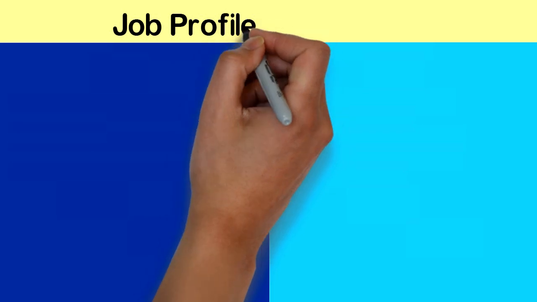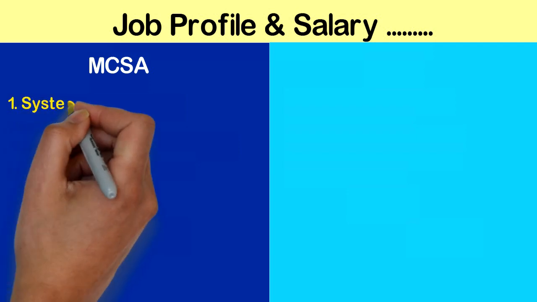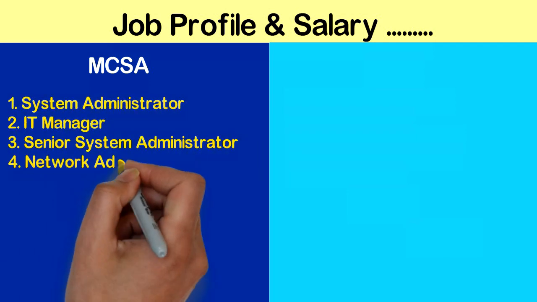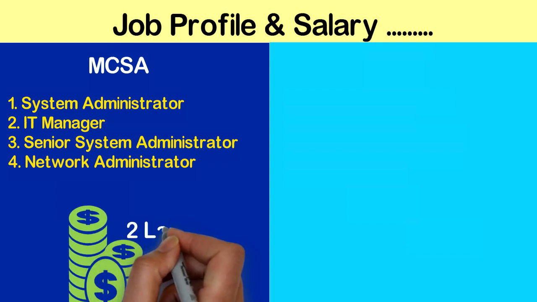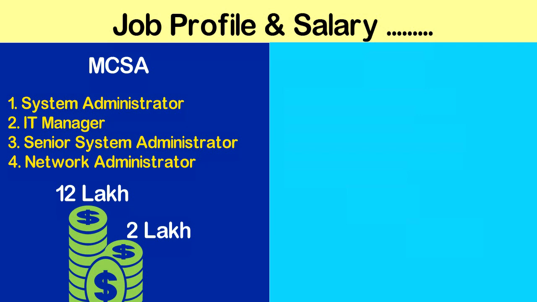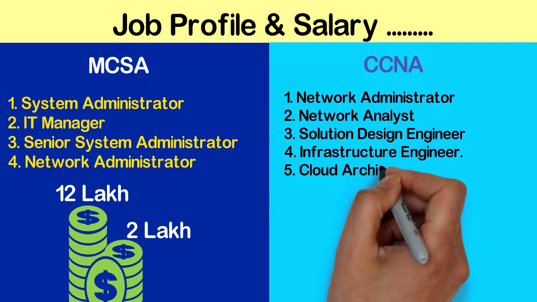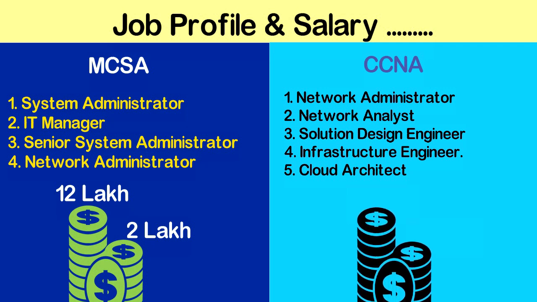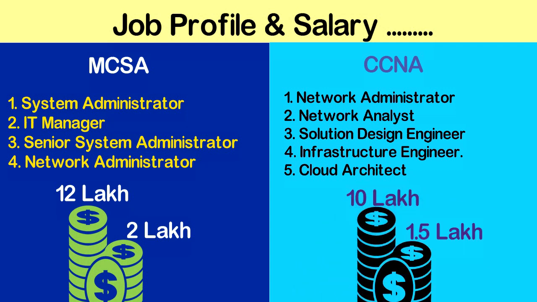Now we will look at the job profile and salary for these certifications. After the MCSA certification, you can be employed as system administrator, IT manager, senior system administrator, or network administrator. The salary after MCSA certification starts from 2 lakh per annum, while at manager level it can go up to 12 lakh, depending upon your skill set. After the CCNA certification, you can be employed as network administrator, network analyst, solution design engineer, infrastructure engineer, or cloud architect. The salary after CCNA certification starts from 1.5 lakh and can go up to 10 lakh, depending on whether you are CCNP or CCIE certified and your skill set.